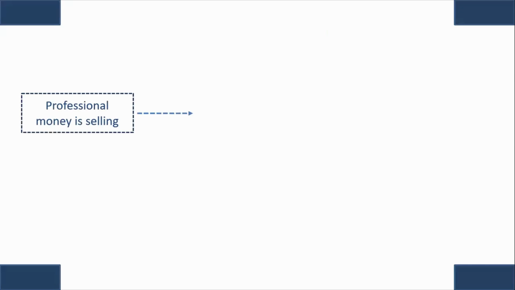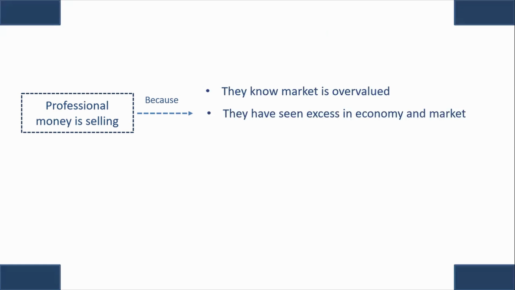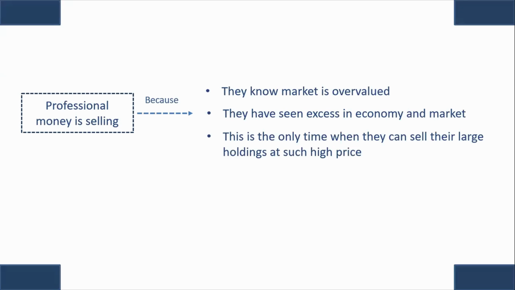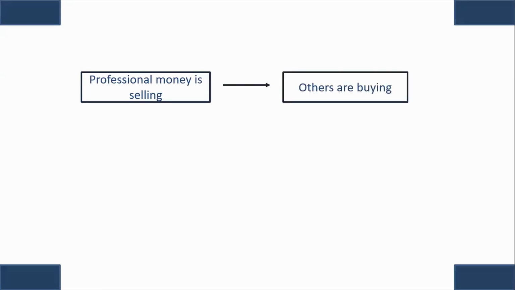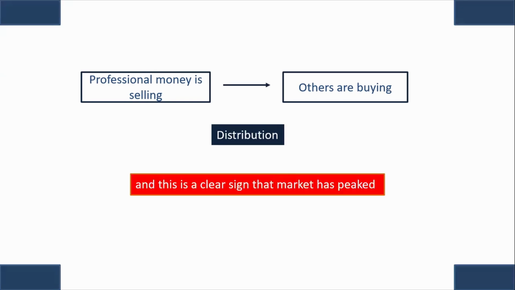So professional money is selling because they know the market is overvalued. They have seen excess in the economy as well as in the market. And this is the only time when they can sell their large holding at such a high price. So it's a rare opportunity for them. Professional money will start selling, others are buying. This is called distribution at the top. And this is a clear sign that the bull market has peaked. This is the top of the bull market.